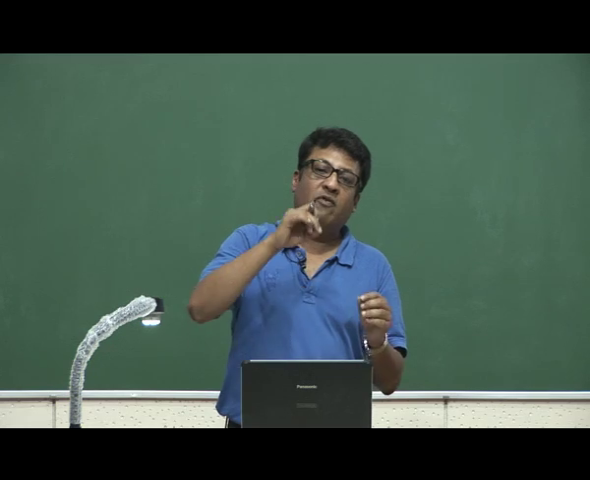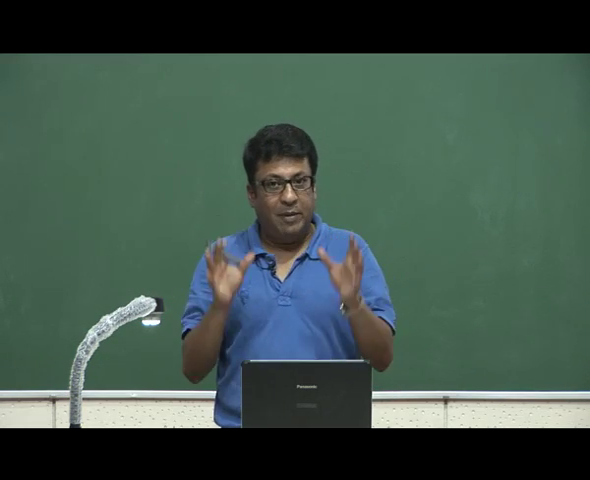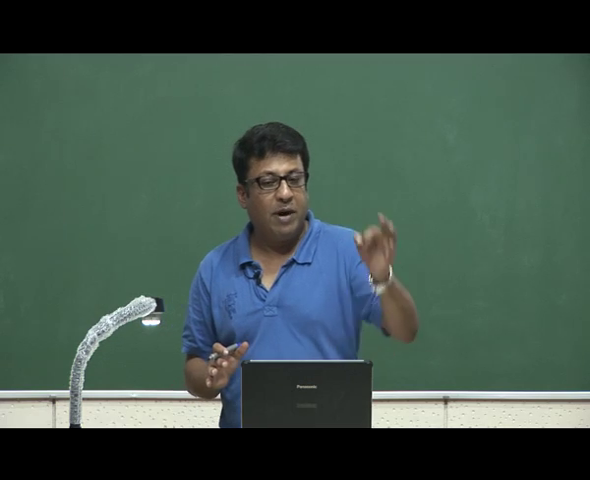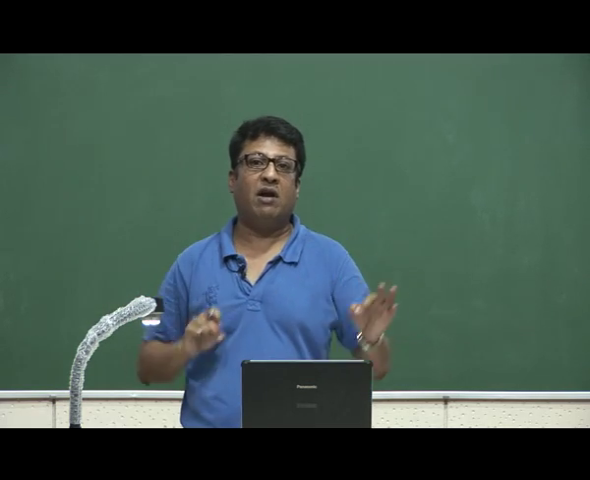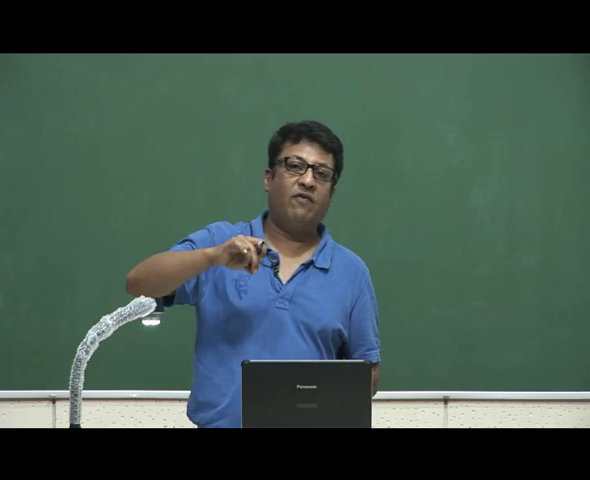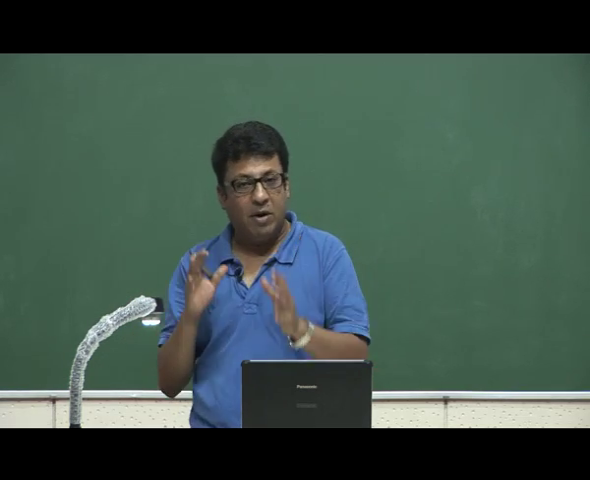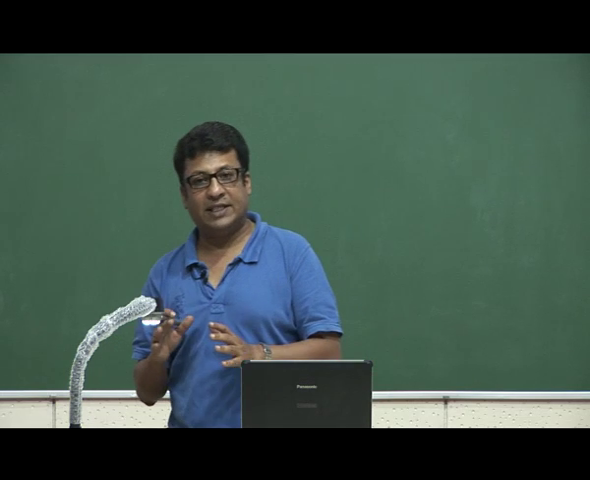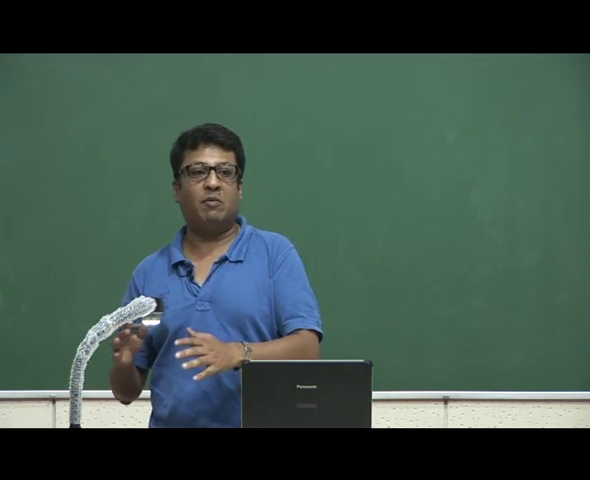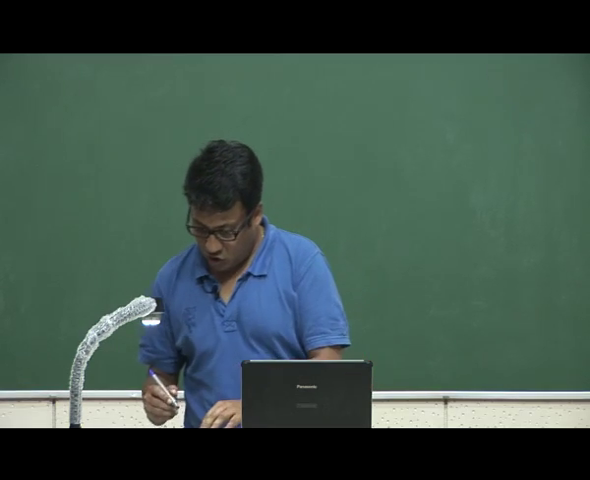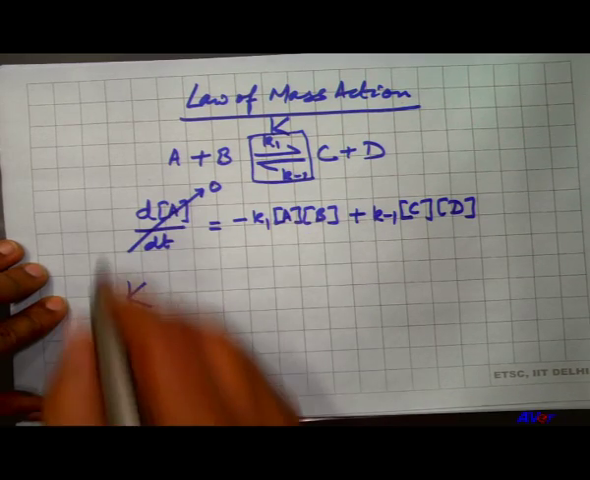So, the number of molecules remains the same. However, a particular molecule at any given time might have the identity of A, B, C or D, but the number of A's will be the same, the number of B's will be the same, the number of C's would be the same, the number of D's would be the same. So, this equilibrium, how to understand this?